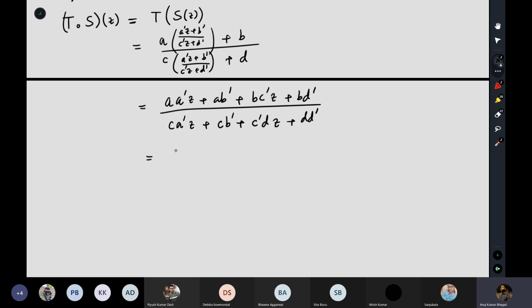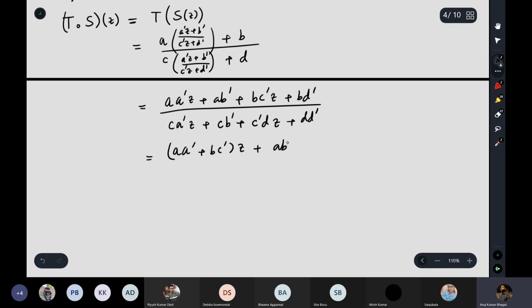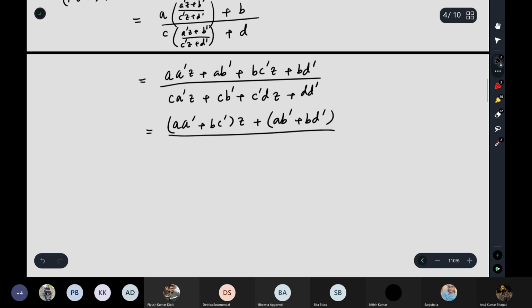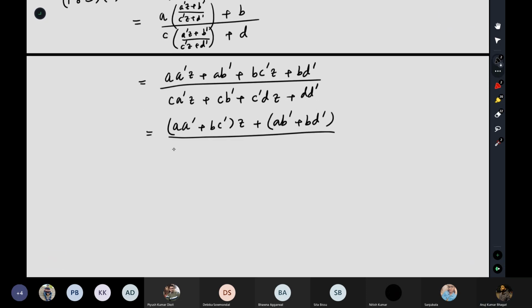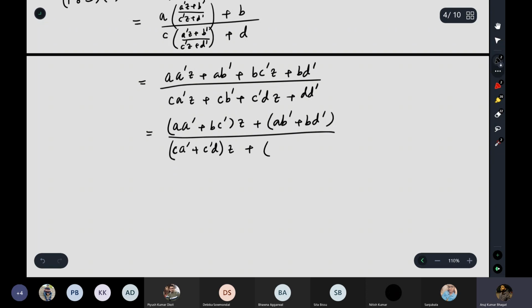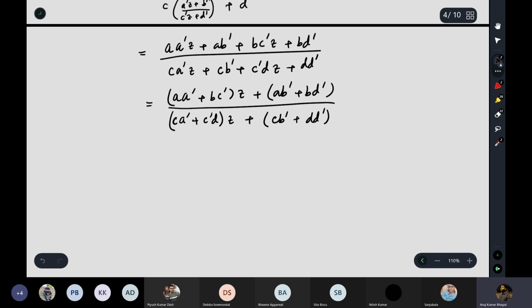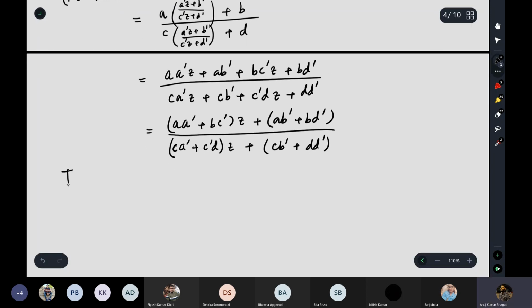So this is also of the form (aa' plus bc')z plus (ab' plus bd'), divided by (ca' plus c'd)z plus (cb' plus dd'), right? So when will the composition T composition S belong to M?